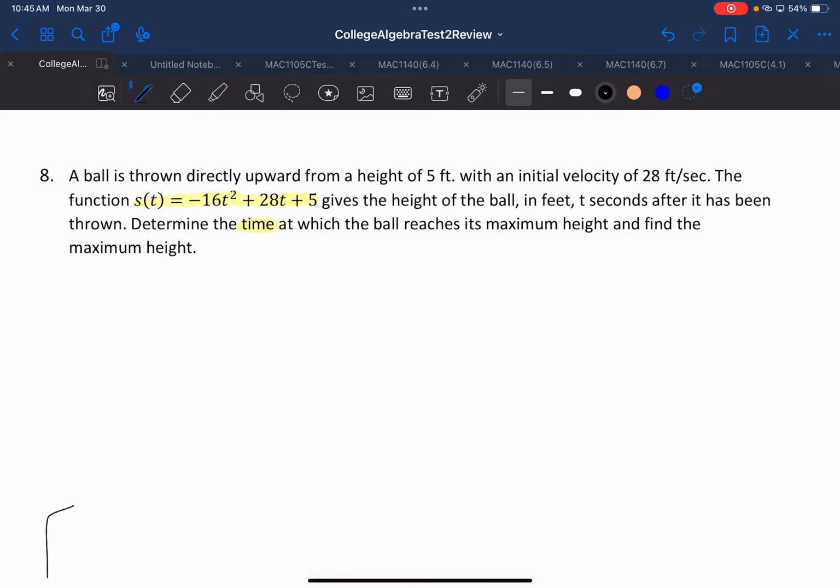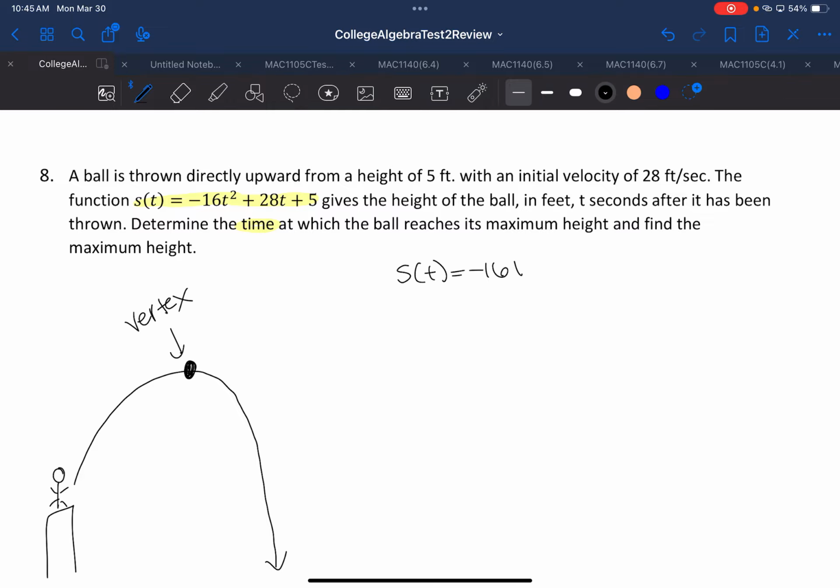So he's standing on a building that's 5 feet tall. He throws this ball directly upward, and it's going to go up, up, up, and it's going to come down like a parabola. And so the maximum height would be up here, which would be the vertex of this parabola, right? That point where that ball reaches its maximum height is the same thing as the vertex of this function. And this is a quadratic function, where a is negative 16, b is 28, and c is 5.